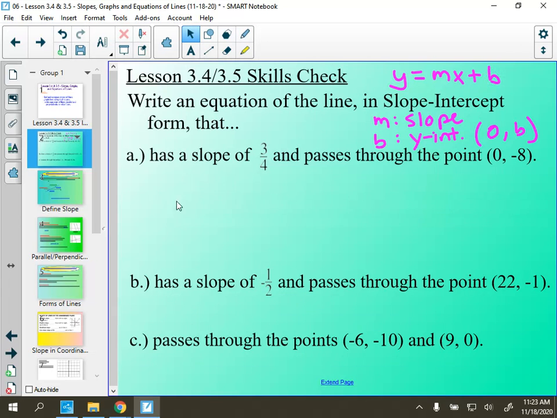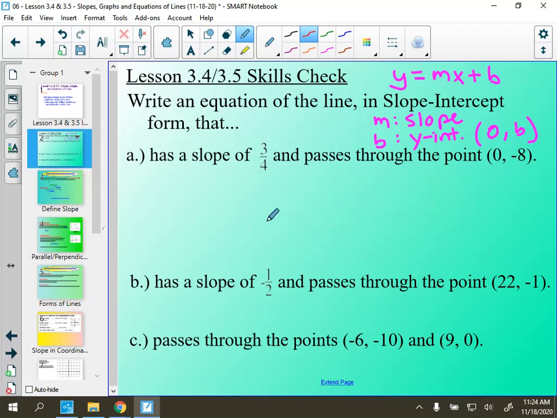What I'm asking us to do for a, b, and c is the same direction every time: write an equation of the line in slope-intercept form that has these characteristics. For part A, the line has to have a slope of 3/4 and pass through the point (0, -8). This is about as easy as we're ever going to see, in that we have all the information we need. To write something in this form, I need a slope, which we have, and a y-intercept, which we have. Every y-intercept has this in common, that it's the point (0, something): (0, -8).